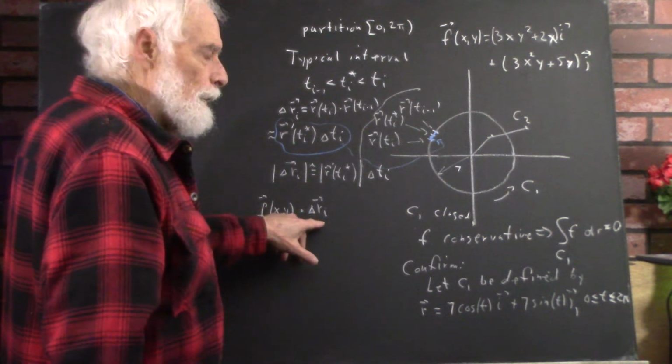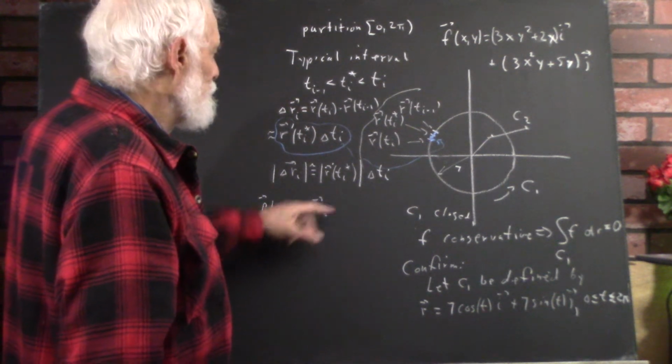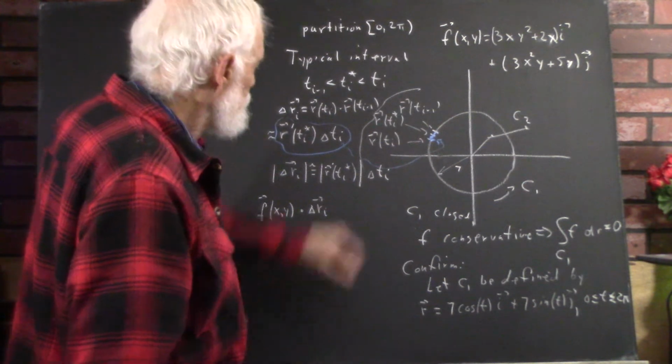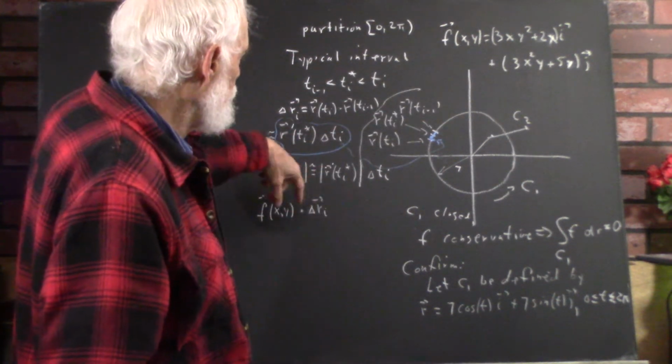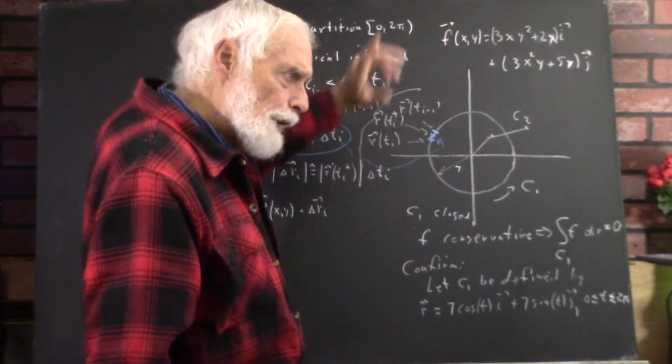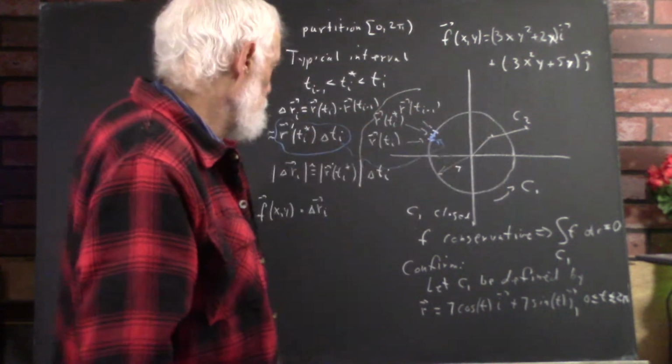okay? And another way of looking at r sub i is it's a tangent vector, okay? This vector is approximately tangent to the curve, and we're looking at the tangential component of this function as we integrate around the curve.